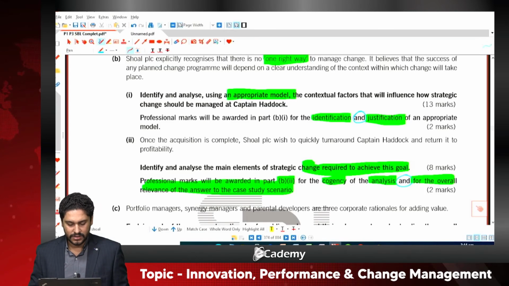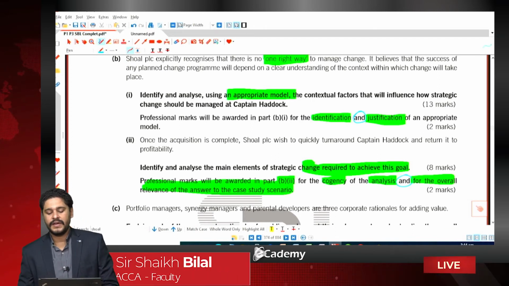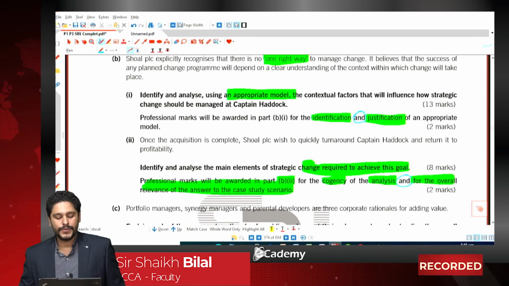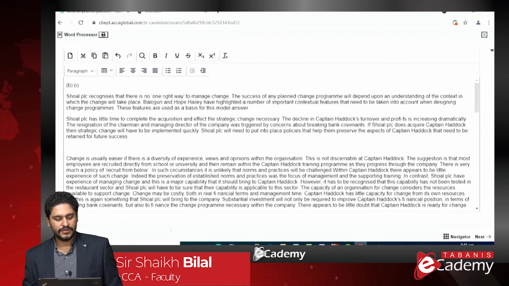Okay, the question was: identify the analysis of using an appropriate model, the contextual features that will influence how strategic change should be managed at Captain Haddock. Professional marks are available for part B1 for identifying and justification of an appropriate model. So we need to identify and apply the appropriate model.